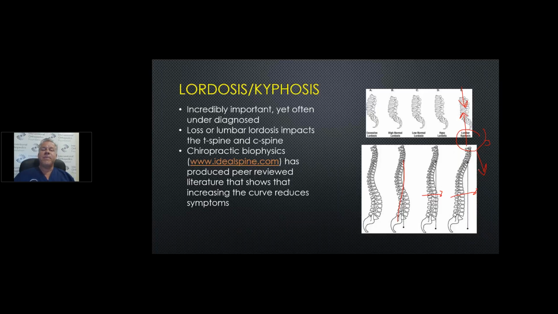And chiropractic biophysics, that's at idealspine.com. Again, I don't have any relationship to these guys. I just like what they do. They have produced peer-reviewed literature that shows that increasing curve reduces symptoms. So interesting, and I've sent many patients through the years to try to get their curves restored using this technique. And we're also now starting to see spinal surgeons who are recognizing that if you're going to fuse something, you would better fuse it into a normal lordotic curve, where that causes other problems.